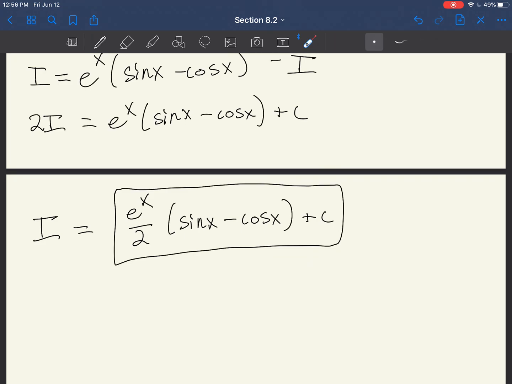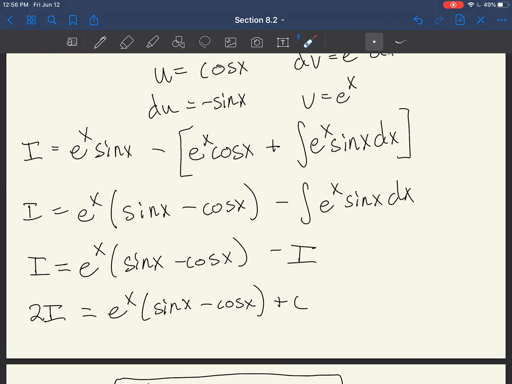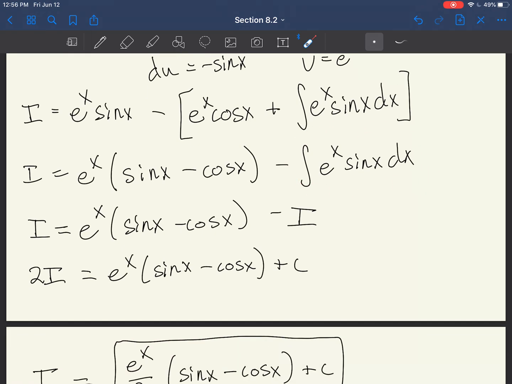So this only works if you get an integral that repeats itself when you do integration by parts. So notice when we got to this point, we got back to the original integral.